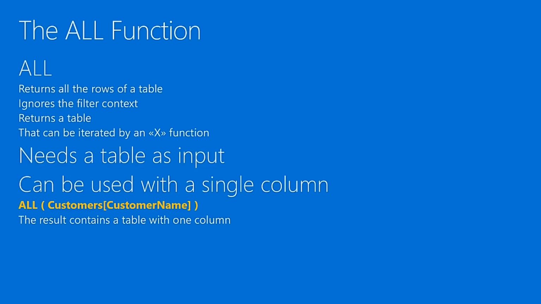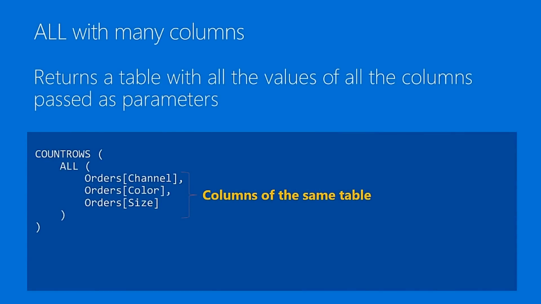So all customers' customer name returns me one table containing one column and many rows, one row per each name of my customers. So no duplicates? Duplicates are removed, yeah. Only the distinct values. If you want, you can use all with multiple columns, and in that case you get a table containing, in this case, channel, color and size, and you get all the possible combinations that exist of channel, color and size. It's not very widely used, all with multiple columns, but it's useful to know that you can do that, and it makes sense to have it as a functionality.